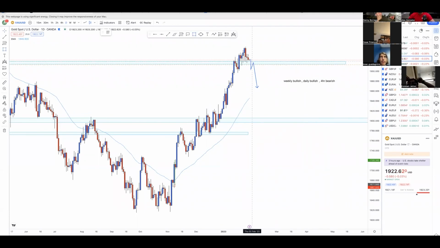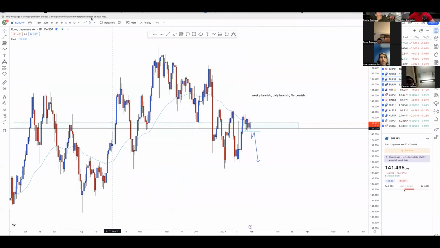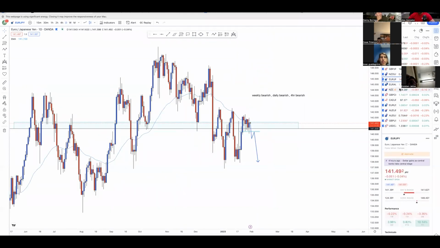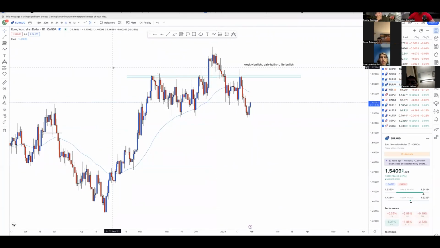But if we get a solid daily bearish engulfing to body close under this, because then that's where I'm going to wait for that wick pullback, body pullback to do exactly what it did here, and then it should plummet to the downside. So that's for gold. We already went over Euro JPY, Euro AUD.